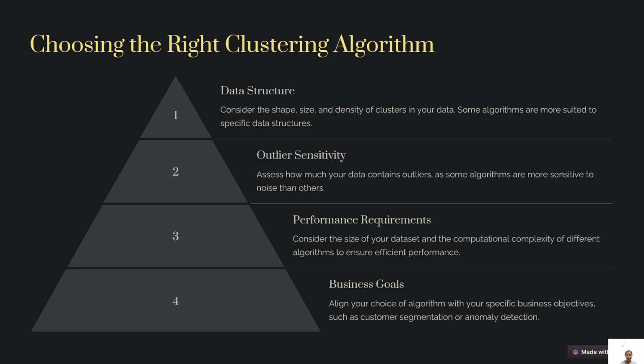Choosing the right clustering algorithm. Data structure: consider the shape, size and density of clusters in your data. Some algorithms are more suited to specific data structures. Outlier sensitivity: assess how much your data contains outliers. Some algorithms are more sensitive to noise than others. Performance requirements: consider the size of your data set and computational complexity of different algorithms to ensure efficient performance. Business goals: align your choice of algorithm with your specific business objectives such as customer segmentation or anomaly detection.